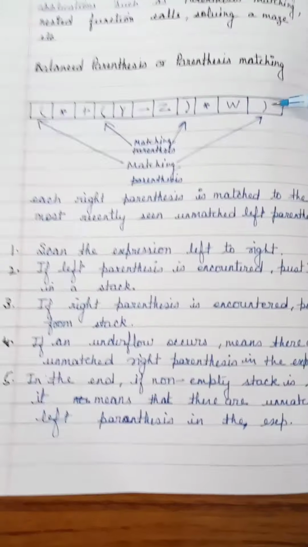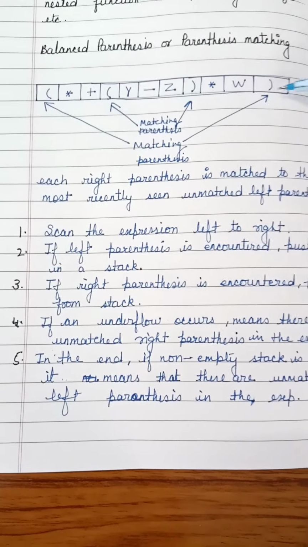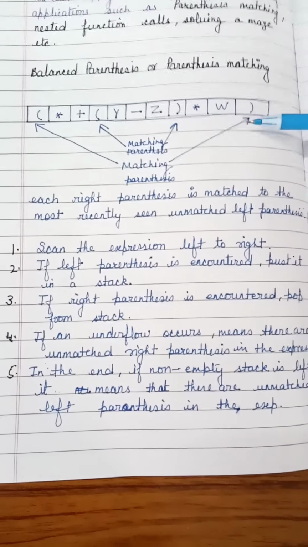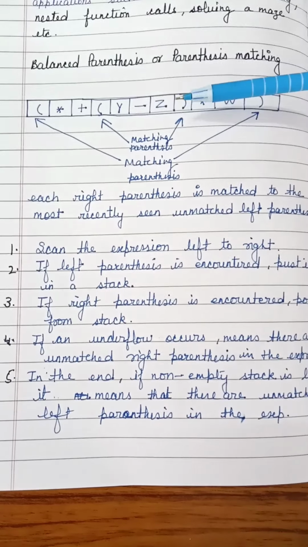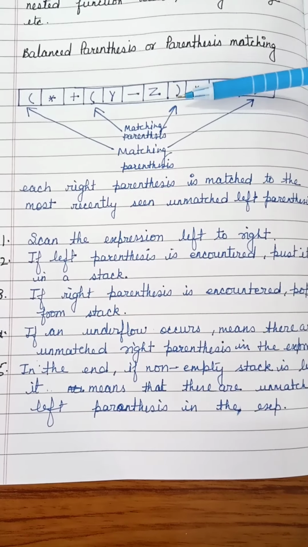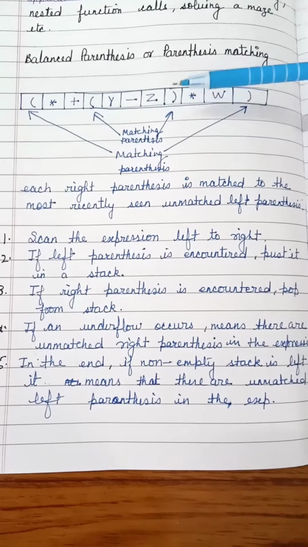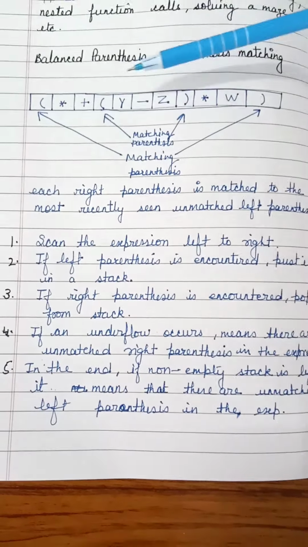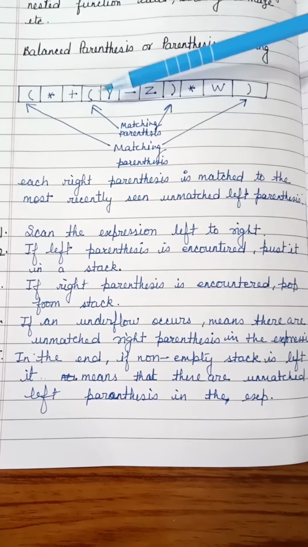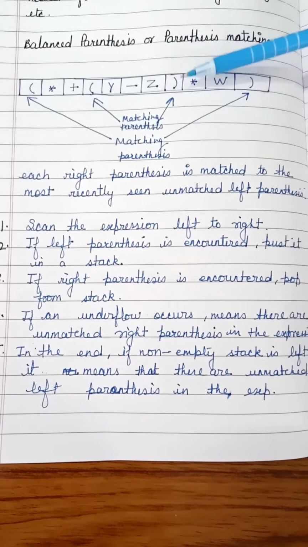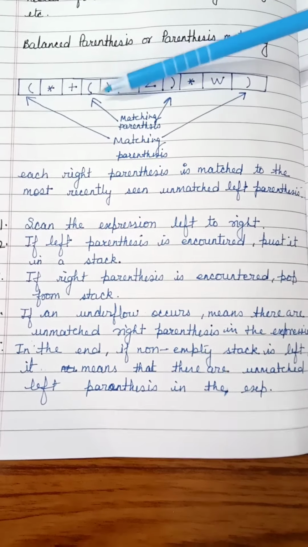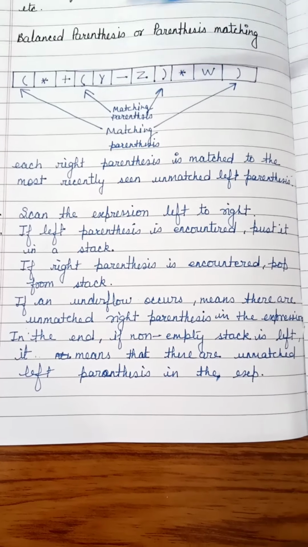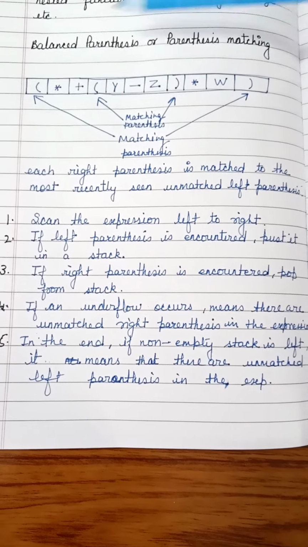The example is this. If this is an expression, the first bracket will be the matching bracket of this, and the second one will be the matching parenthesis of this. Each right parenthesis is matched to the most recently seen unmatched left parenthesis. So this will be the match of this, and this will be the match of the first one.